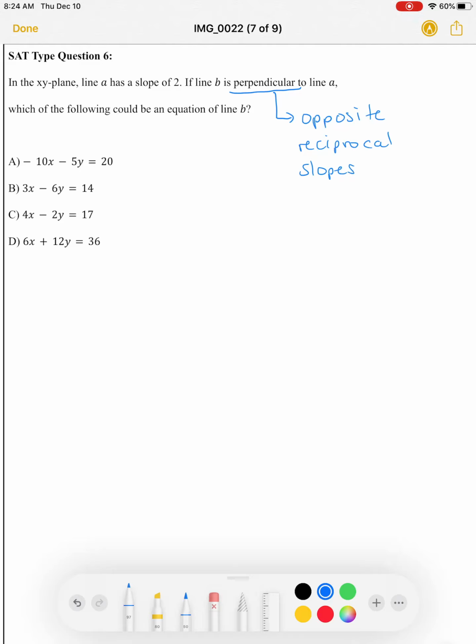So if line A has a slope of 2, then line B would have to have a slope of negative 1/2, which is the reciprocal of 2 over 1. We can put that 2 over 1 to see that if we took the reciprocal, it would become 1 over 2. So we want to know which of these lines have a slope of negative 1/2. Well, looking at them, they are not in slope-intercept form, so we would have to do that just like we did in a previous problem by isolating for y. I would start with equation A.